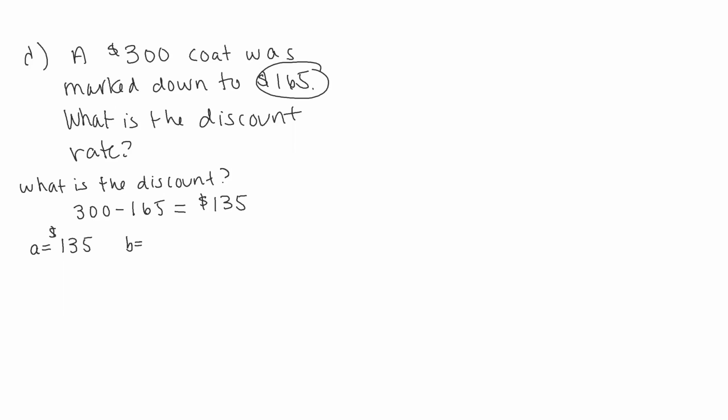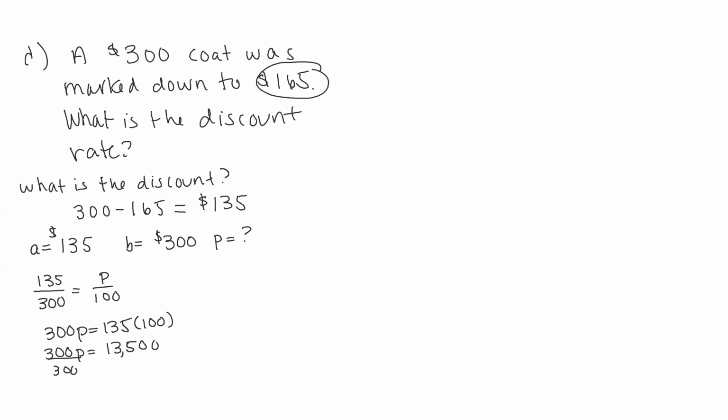The base is the original price of the coat, which is $300. And the percent, that's what we're looking for. We don't know what the discount rate is here. So for this problem, let's use the percent proportion again. I take the amount, I divide it by the base, and I set it equal to the percent over 100. I go ahead and I cross multiply, so I get 300p equals 135 times 100. So 300p equals 13,500. I need to go ahead and divide both sides by 300. That will undo the multiplication of 300 and p. 300s cancel, leaving p. And then 13,500 divided by 300 gives me 45.